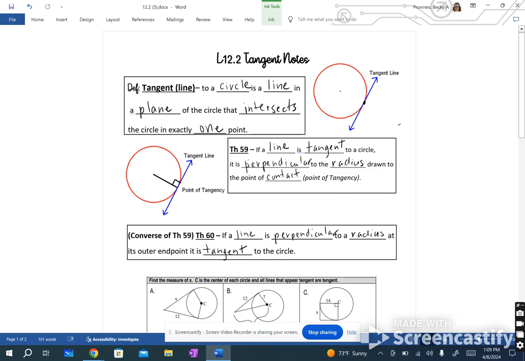So let's jump into Theorem 59. If a line is tangent to a circle, it is perpendicular to the radius drawn to the point of contact. Okay, so a couple things.